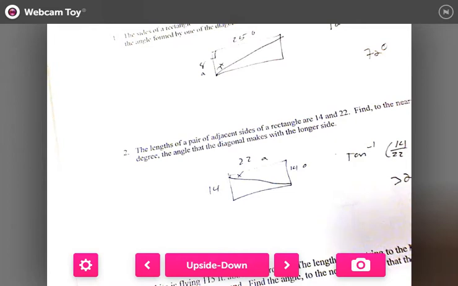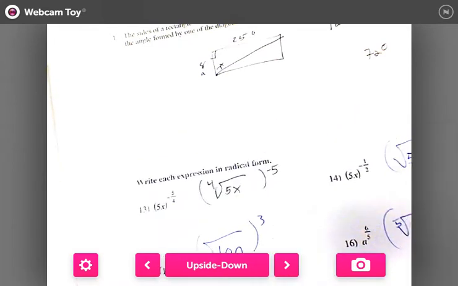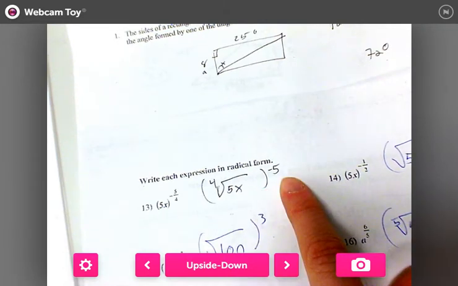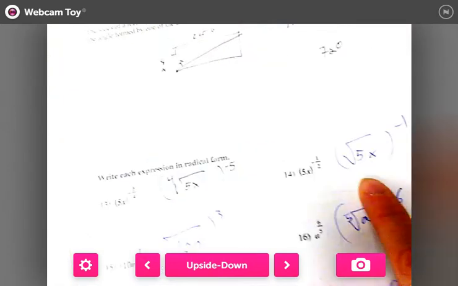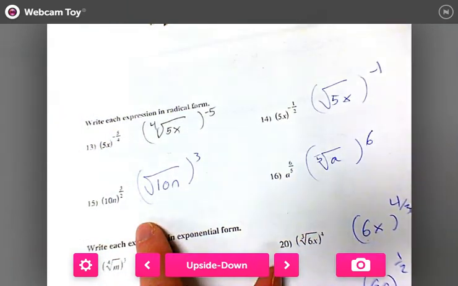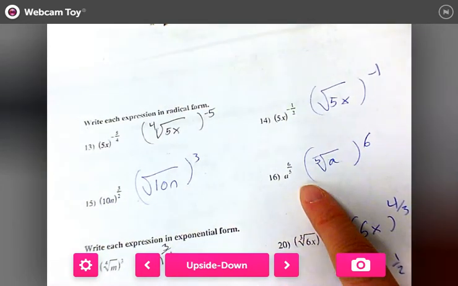Can you write the formulas down? Okay, so we're looking at number 13. We've got the 4th root of 5x to the negative 5. Number 14 is the square root of 5x to the negative 1. Number 15 is the square root of 10n to the 3rd. And 16 is the 5th root of a to the 6th.